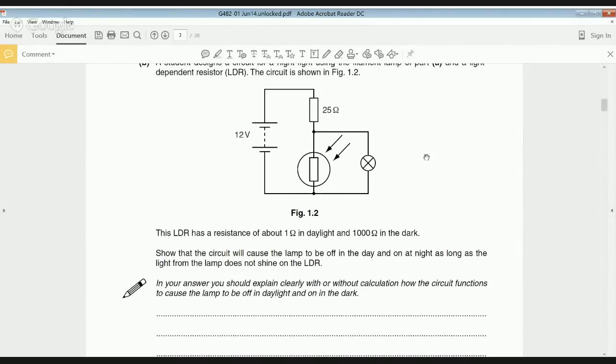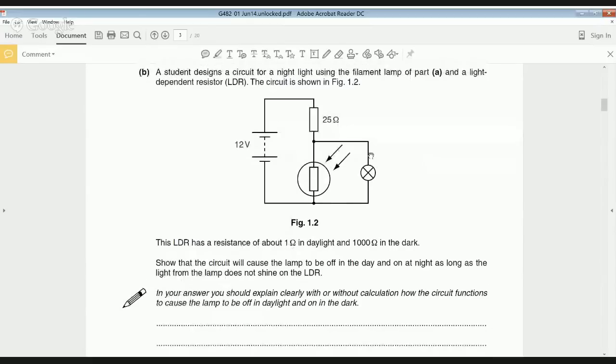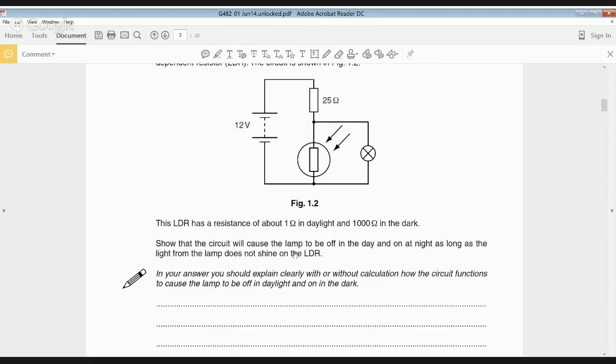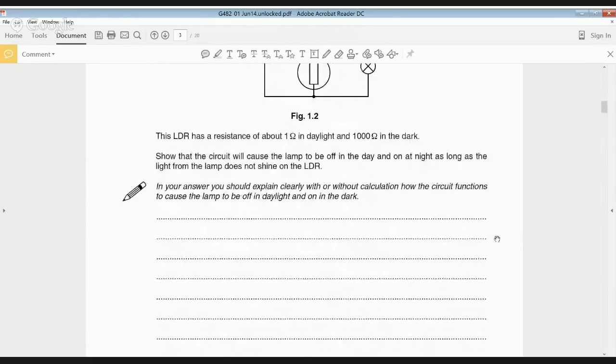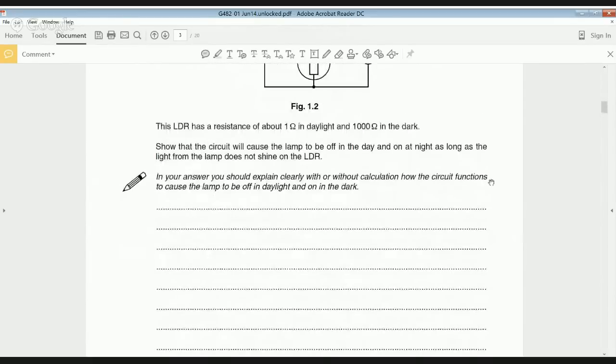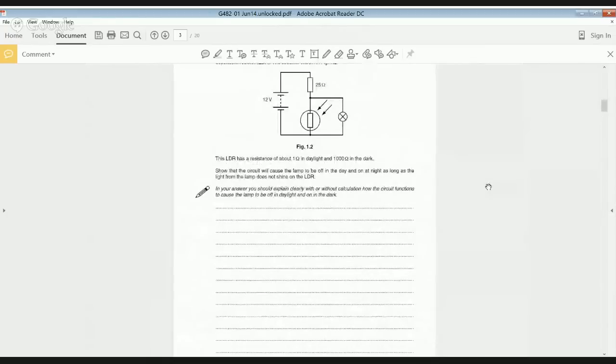It tells us that the LDR has a resistance of about 1 ohm when in daylight and about 1,000 ohms in the dark. And we need to show that the circuit will cause the lamp to be off during the day and on at night as long as the light from the lamp doesn't shine on the LDR. We should explain clearly with or without calculation how the circuit functions to cause the lamp to be off in daylight and on in the dark. So if I just zoom out a little bit so we can see the circuit.